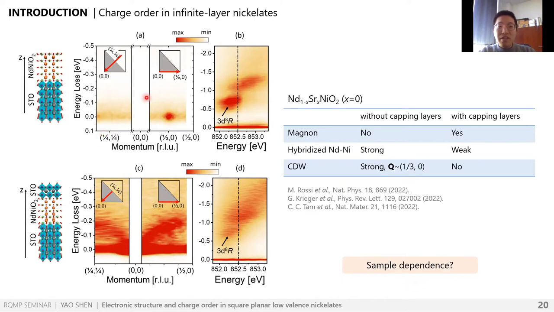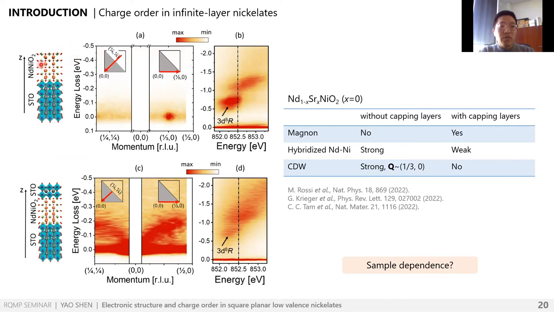So infinite layer nickelates are available in the form of films that you can grow on the STO substrate. And you can grow other layers of STO on top of the samples as capping layers to prevent the sample from maybe deformation. And you can also grow samples without capping layers. And with and without capping layers, the physical properties seem to be quite different.